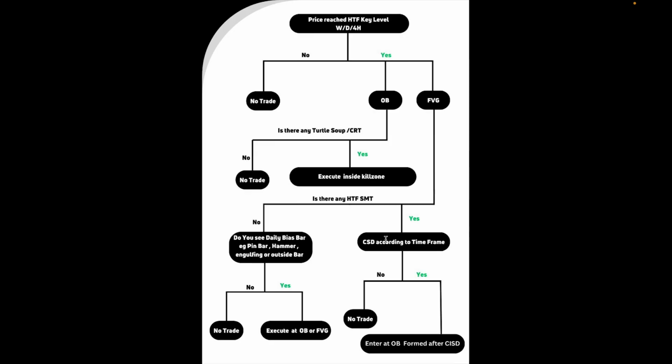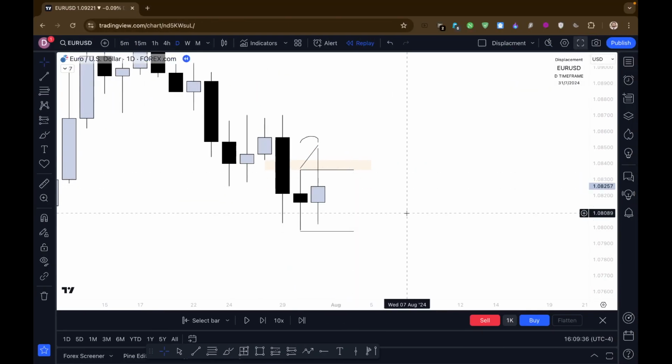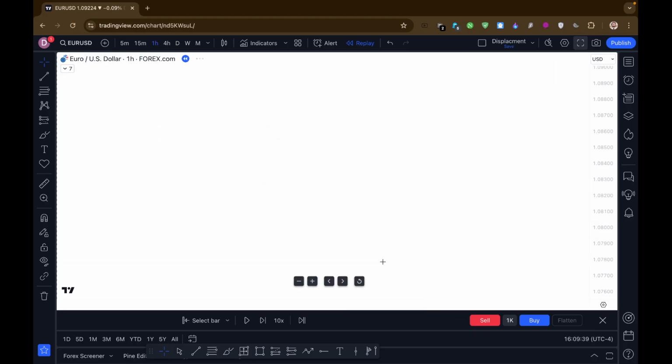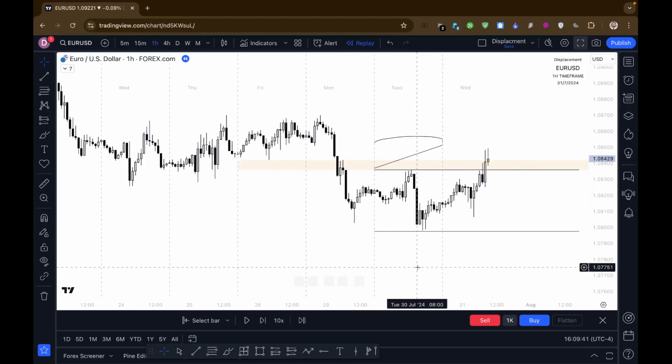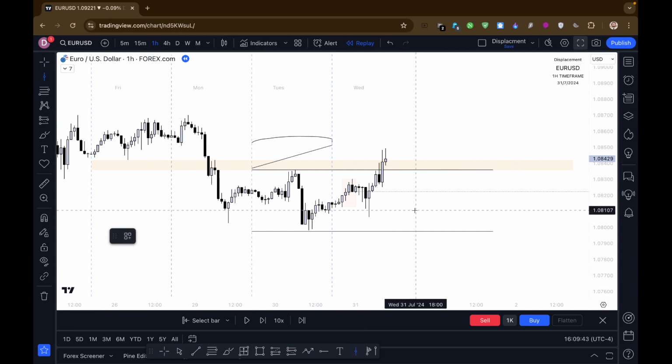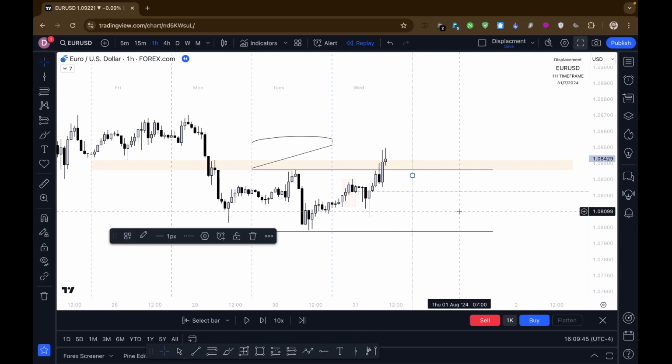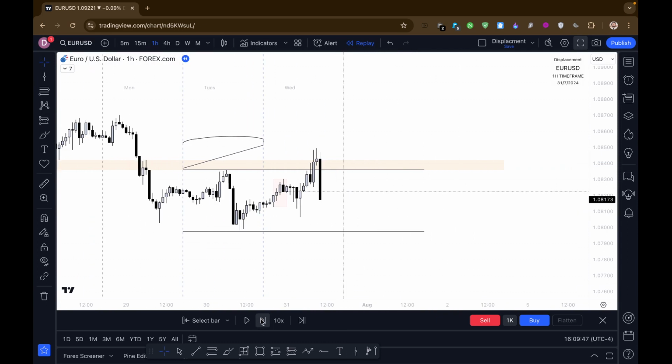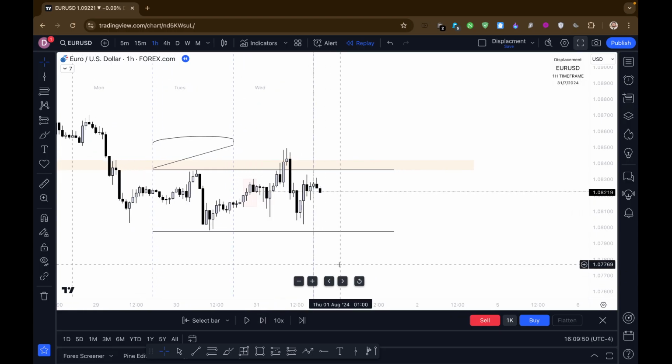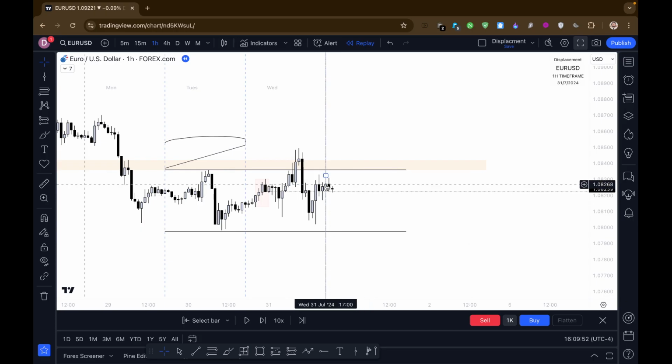Now what will we do? We will trade according to the CISD, that is the 1 hour. We will look for the 1 hour change in state of delivery strategy. Let's go to the 1 hour and see. Okay, so let's wait for the next day closing. The closing will be at the 17 hour. Okay, and then only we'll look for it. Right, there we go. So we have closed here.